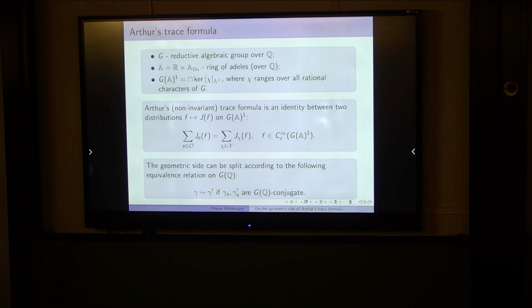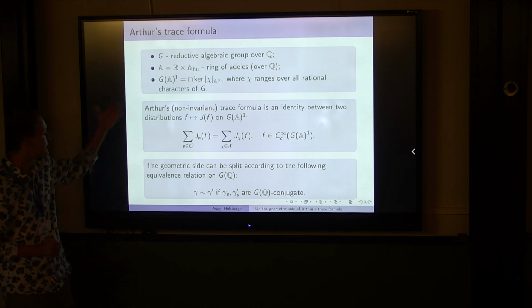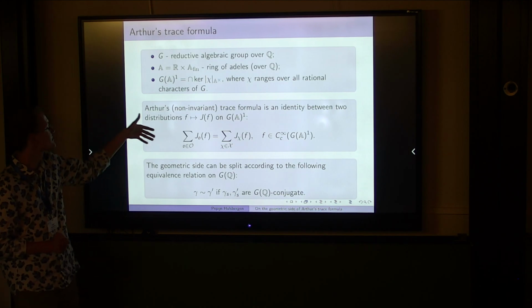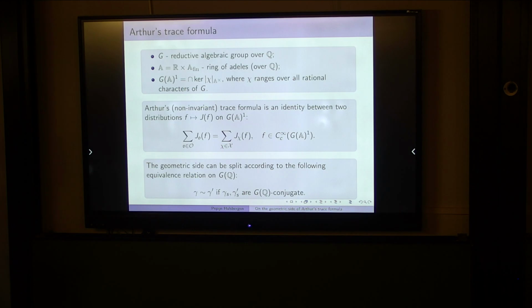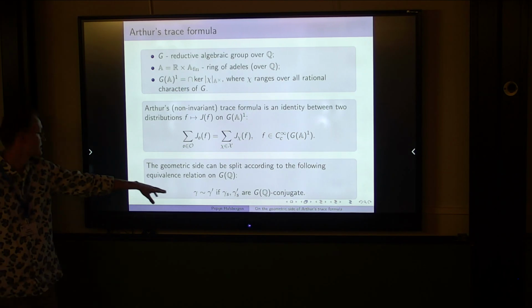As well as for the spectral side of the trace formula, the geometric side splits according to some equivalence relation. So it decomposes as a sum of different distributions, and the equivalence relation we find on the rational points of G is this one.